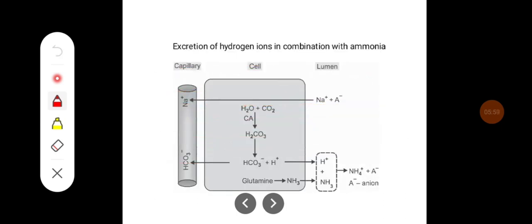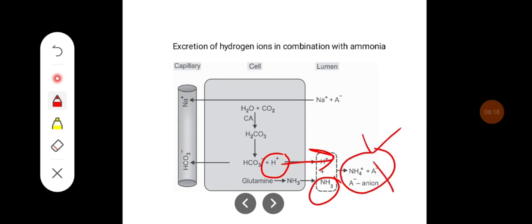Here you can see the H+ ion again, which is produced and is going to be secreted into the lumen. Then it forms a complex with NH3, ammonia, to form NH4, which combines with an anion and gets excreted in the urine. So thus it removes one H+ ion.